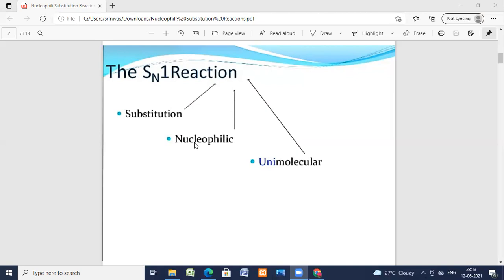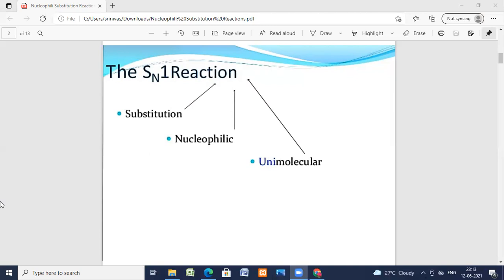I'm repeating, the atom or group which approaches the alkyl halide is called the entering group, and the one which leaves the molecule with the bond pair of electrons is called the leaving group. And the overall reaction is called nucleophilic substitution reaction. These nucleophilic substitution reactions are the most common reactions of alkyl halides.